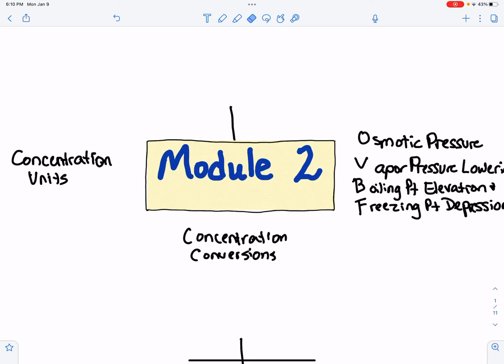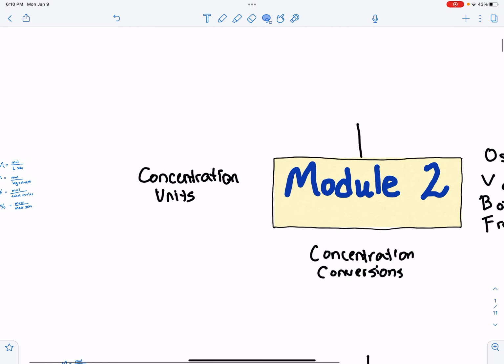You're going to be finishing up the information for test 1 by the end of this module. This is the overview for module 2, and you're going to begin by actually reviewing concentration units from General Chemistry 1. These concentration units look like these.